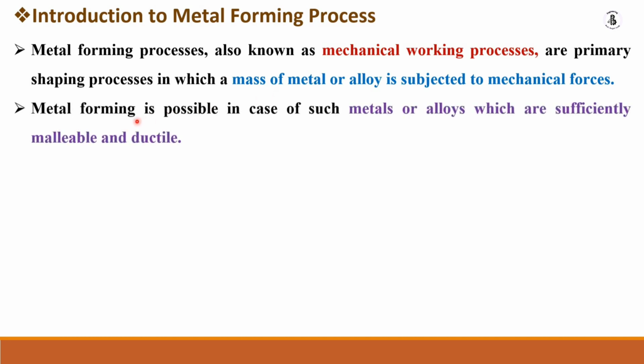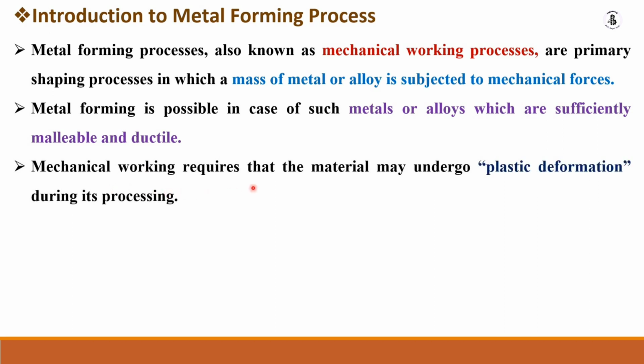Metal forming is possible in the case of such metals or alloys which have sufficient malleability and ductility. These two properties are essential to work with metal forming processes. If hardness is present in the material, it will have difficulties, or there is no scope to convert it into the desired shape and size. So your material must be malleable or ductile.